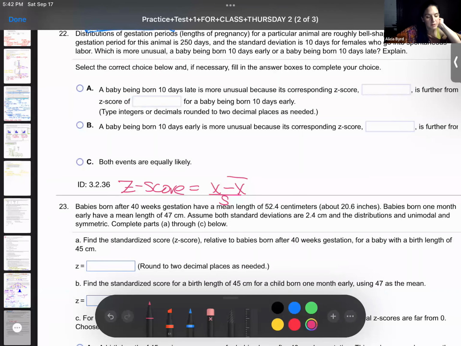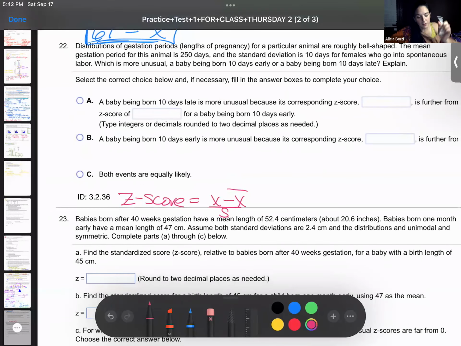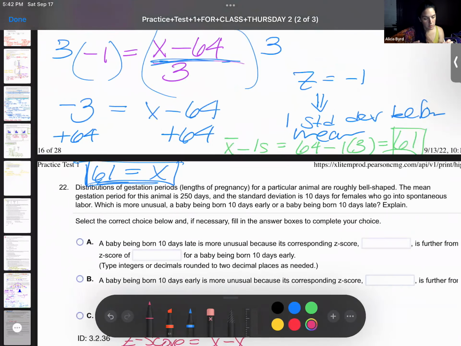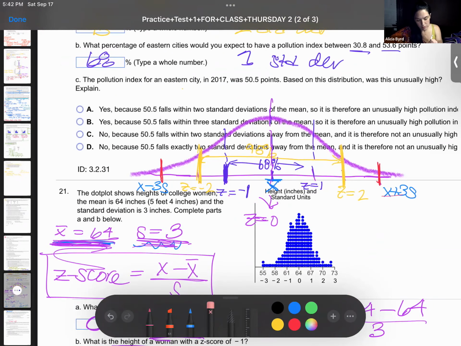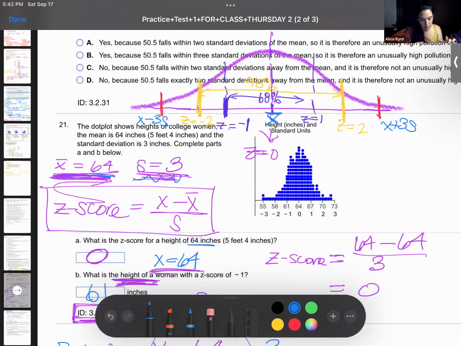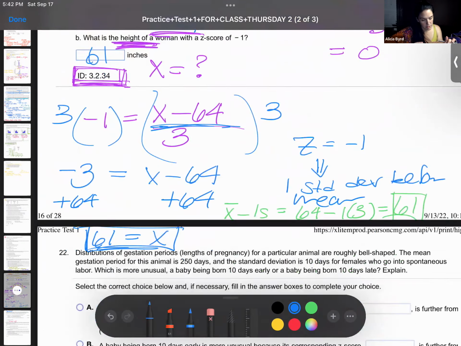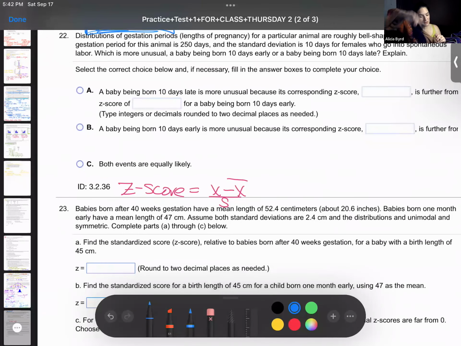All right, so number 22, we have distributions of gestational periods, which are the length of pregnancy for a particular animal, are roughly bell-shaped. So we mentioned in like number 21 and 20, bell-shaped means you can look at the empirical rule. We can use that Z-score. And we can also determine information about where things lie in relation to your standard deviation. So there's a lot of information that's good when something is bell-shaped. There's a lot of things we can do with it, right?